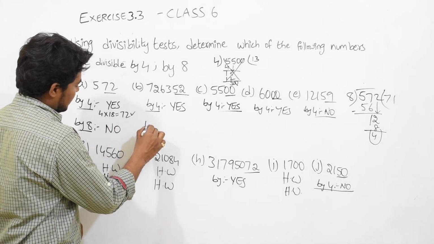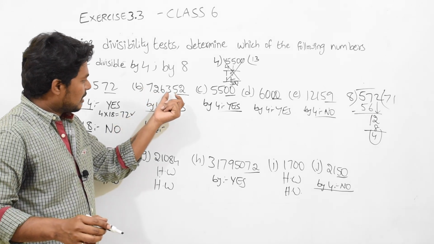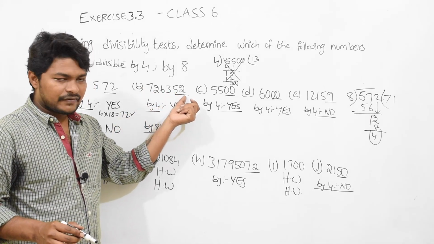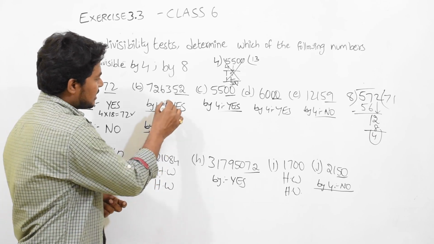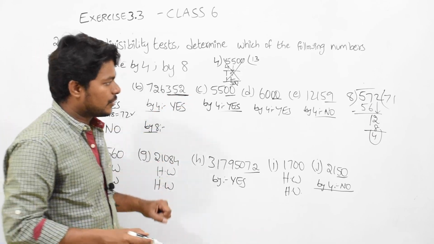Okay, then by 8. See, here we are having 7,26,352, but the only thing we bother about is the last 3 digits, that is 352. Last 3, 352.